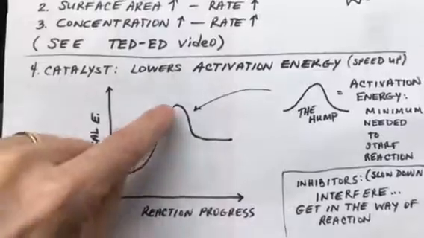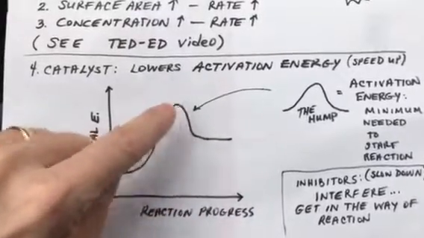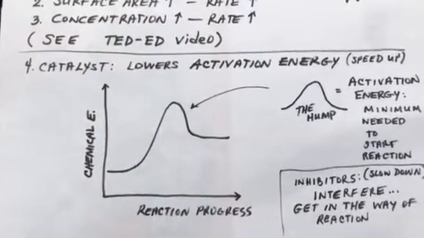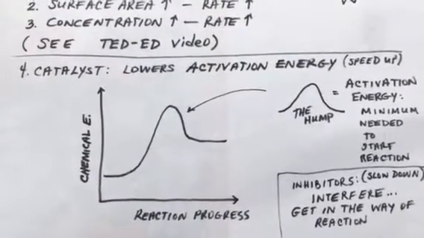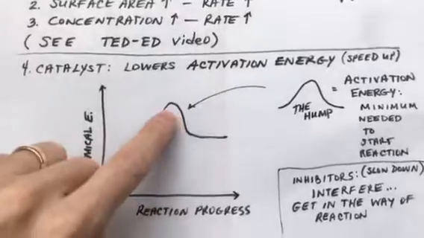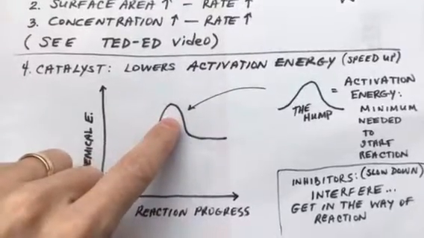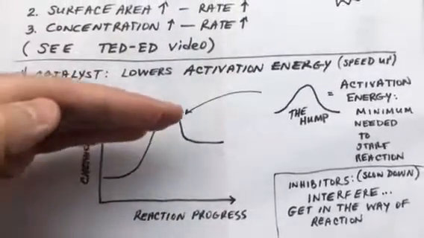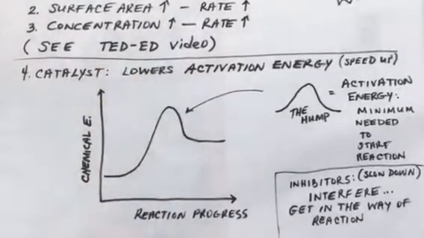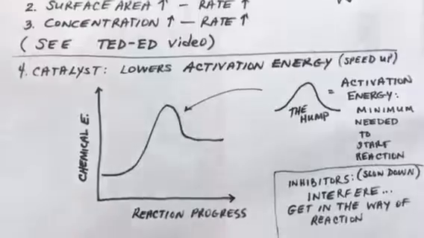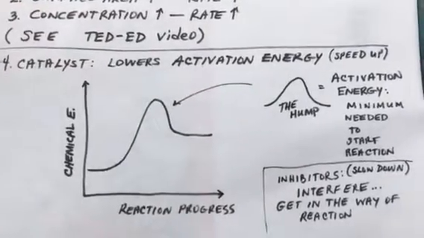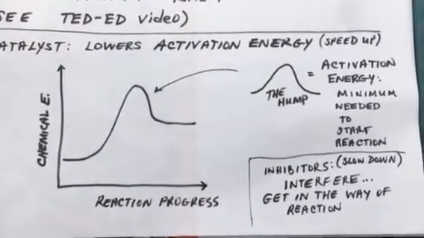It's kind of like going up a ramp. Before you can go downhill, you got to get to the top of the hill. So it's kind of like a roller coaster. So what catalysts do is they will cause this hump to be lower. And so there's not as much energy needed to get the reaction started because a catalyst causes that hump to be lower. So activation energy is a minimum energy needed to get the reaction started.